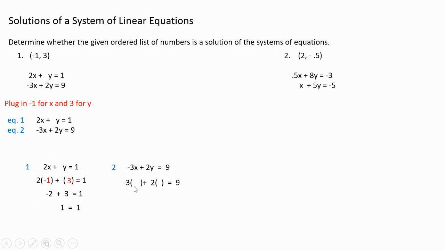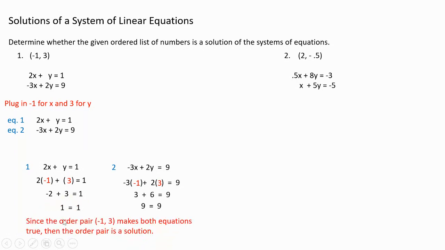I'm going to plug in negative 1 for x and 3 for y. So negative 3 times negative 1 gives us 3, and 2 times 3 is 6. So 3 plus 6 equals 9. So 9 equals 9. This means that since the ordered pair (-1, 3) makes both equations true, the ordered pair is a solution for the system of equations. Okay, so this is a solution.